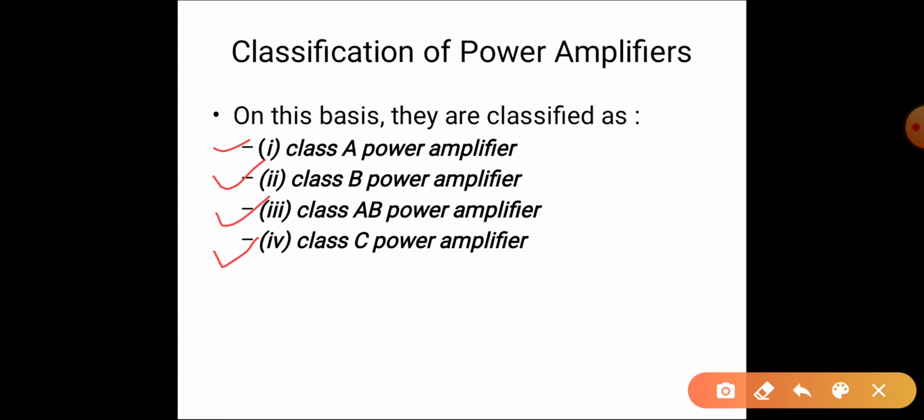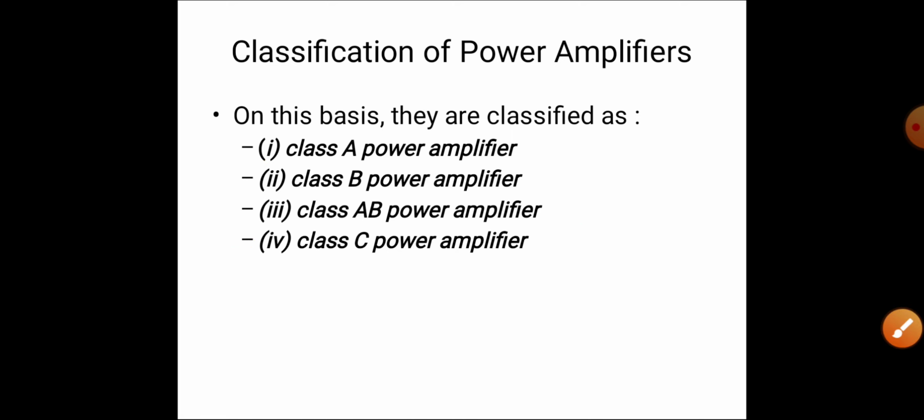In this, class A, class B and class C power amplifiers are the major classification of the amplifiers. And you can see this class AB amplifier which falls in between class A amplifier and class B amplifier. That is why it is called a class AB amplifier. We will see in a subsequent lecture how we can classify a power amplifier as a class AB power amplifier. So there are 4 major classes, that is class A, class B, class AB and class C of the power amplifier. We will see each class individually.